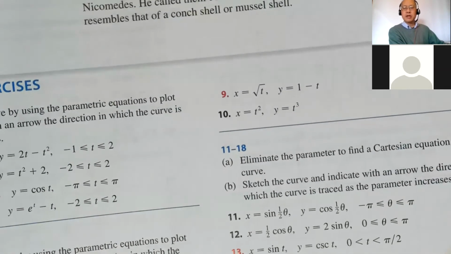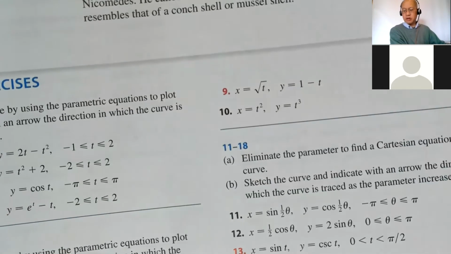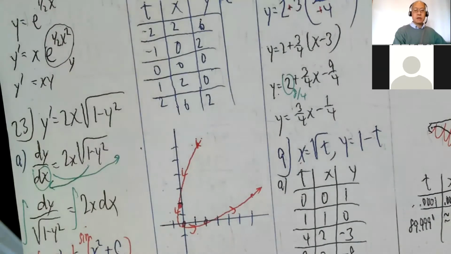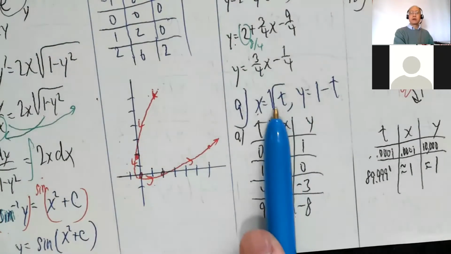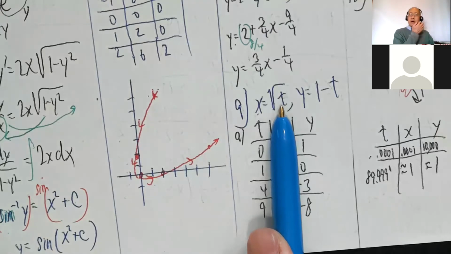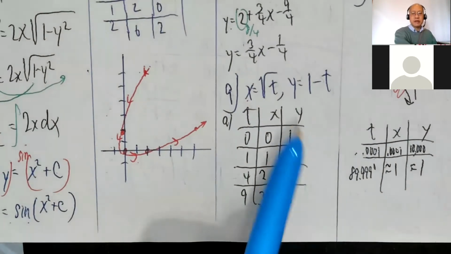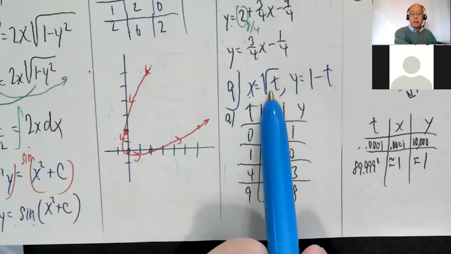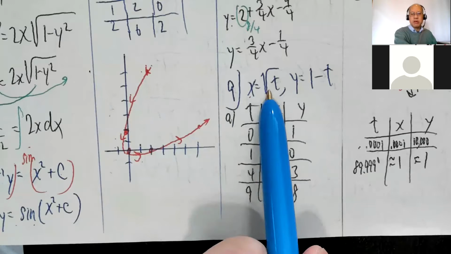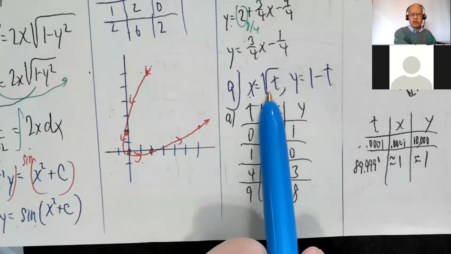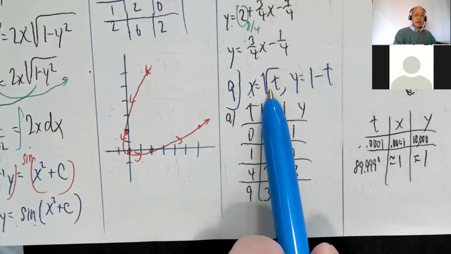Number 9: x equals square root of t, y equals 1 minus t. All right, this time I cannot plug in any negatives. Now the ones I just did, there were positives and negatives. Here I can't. And also there's a square root, so I don't want to take the square root of 2 or the square root of 3. So I picked nice numbers.